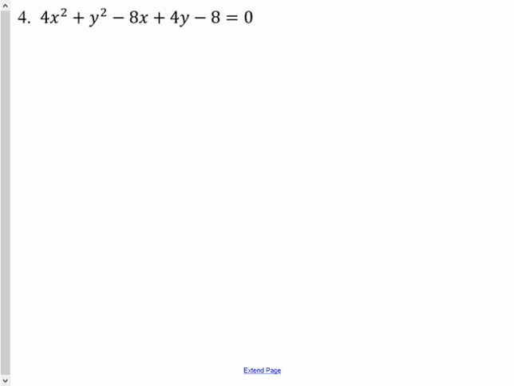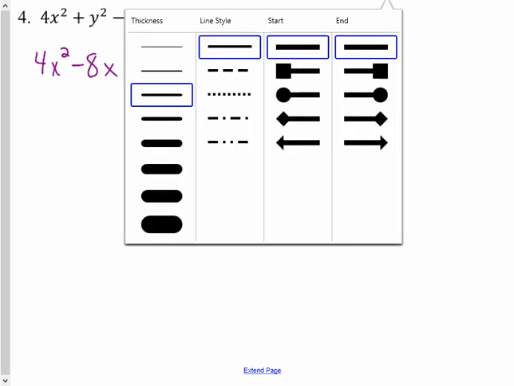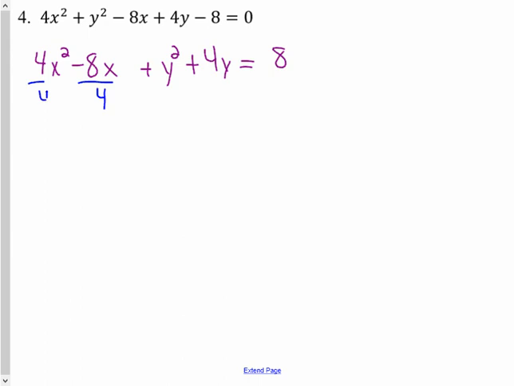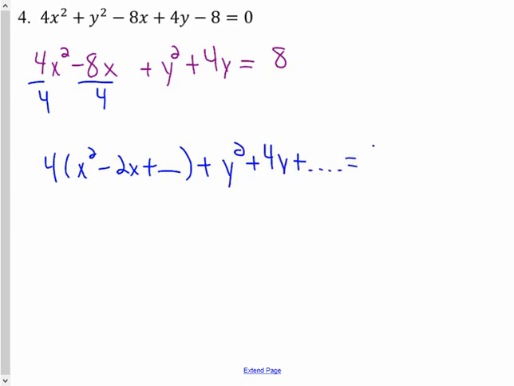Moving on to the next one. 4x squared plus y squared minus 8x plus 4y equals minus 8. So 4x squared minus 8x plus y squared plus 4y, plus 8 to both sides. We're going to deal with the 4 first to give us 4 times x squared minus 2x plus blank, plus y squared plus 4y plus second blank, equals 8 plus 4 times first blank plus second blank.